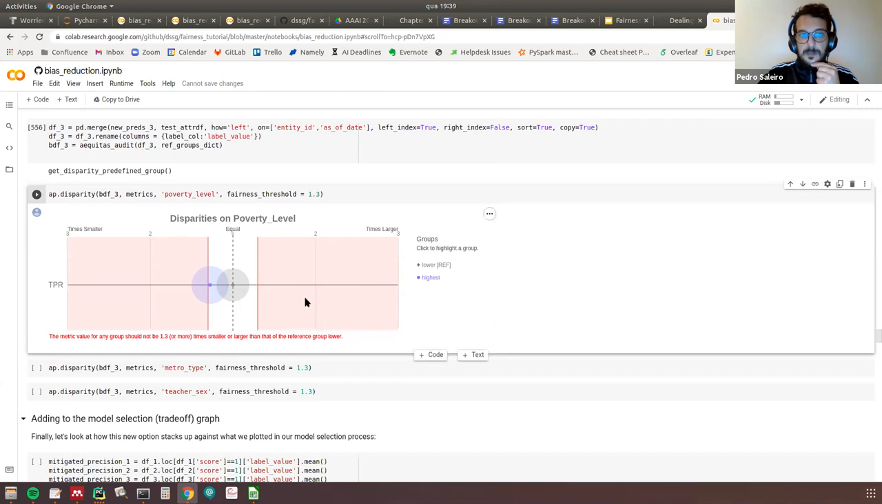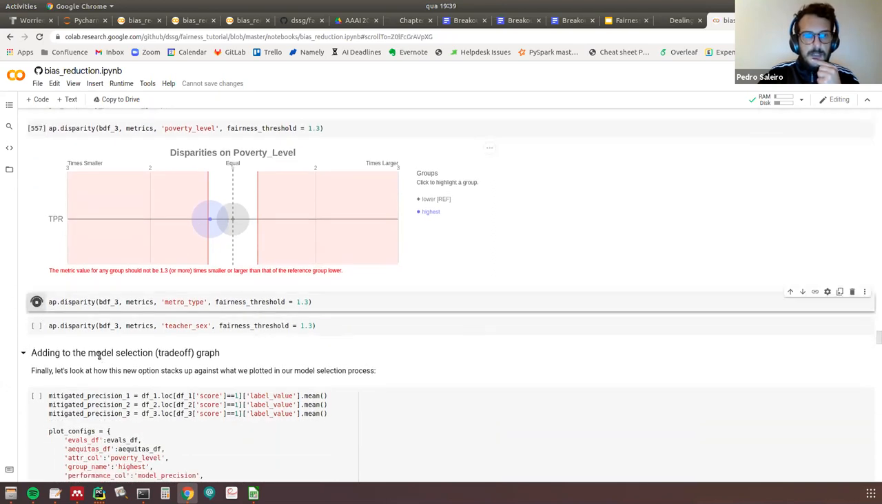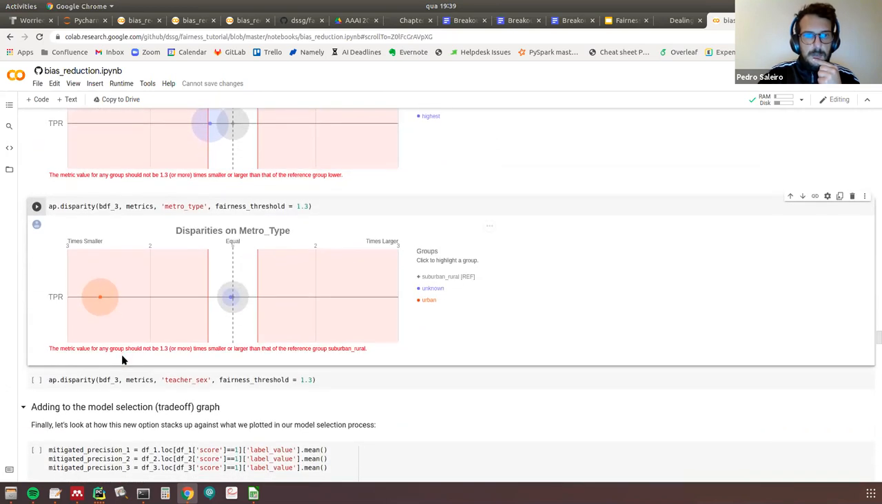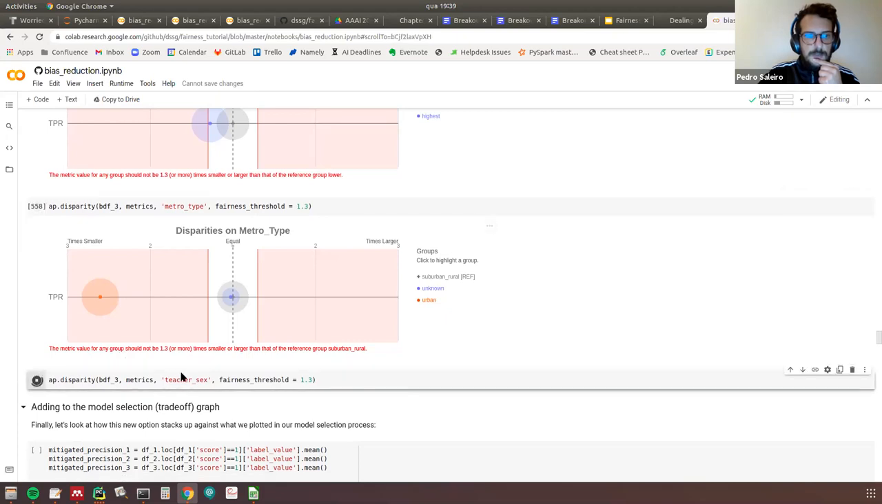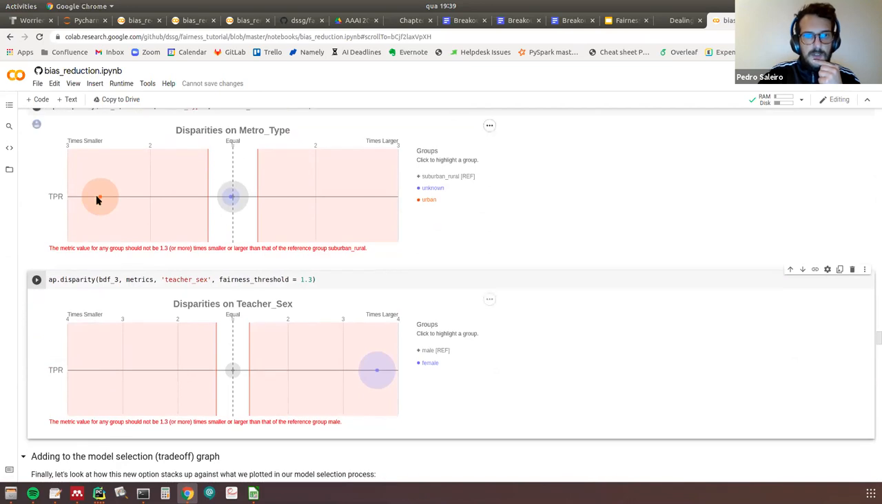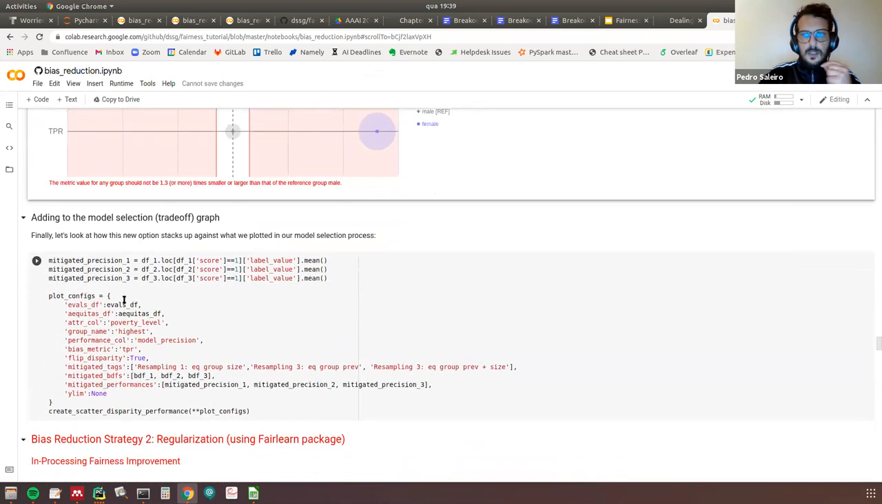So basically, this means that the model was actually reducing the precision on that specific group. And for the other ones, the widening gaps are still there. And now let's do the overview, where we're going to add these three different approaches to the scatter plot that we have seen before.